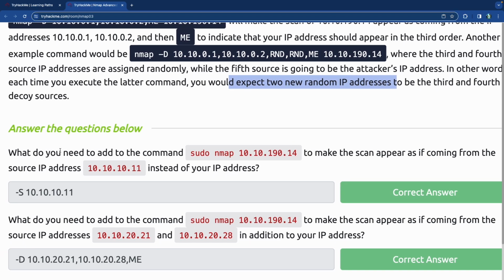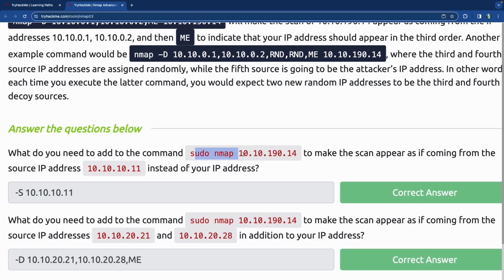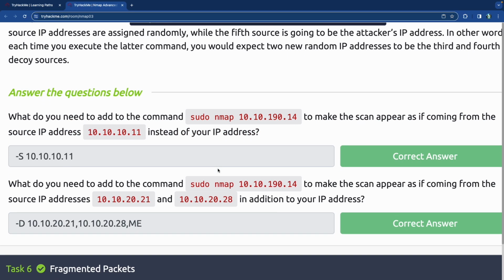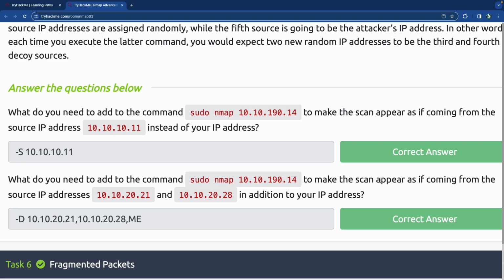So what do you need to add to the command sudo nmap IP to make the scan appear as if it's coming from the source IP address, this? And so we're going to do -S for spoof, and we're going to be sourcing this IP address here instead of your actual IP address. What do you need to add to the command to make the scan appear as if it's coming from the source IP address, this, and this, in addition to your IP address? Then we're going to do decoy.